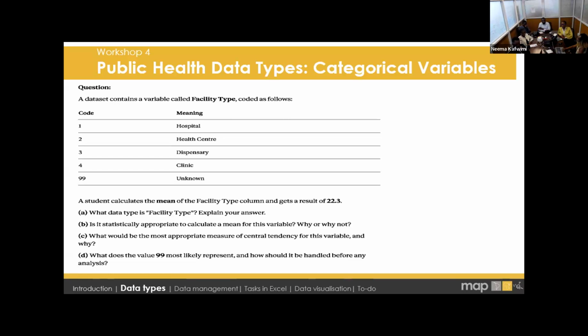Option C says, what will be the most appropriate measure of central tendency for this variable? Since we cannot calculate the mean, what will be the appropriate measure? We have not yet discussed central tendency, but if somebody understands, what will be the appropriate measure? Mode, thank you very much. And what does the value 99 most likely represent, and how should it be handled before any analysis? What does 99 represent?